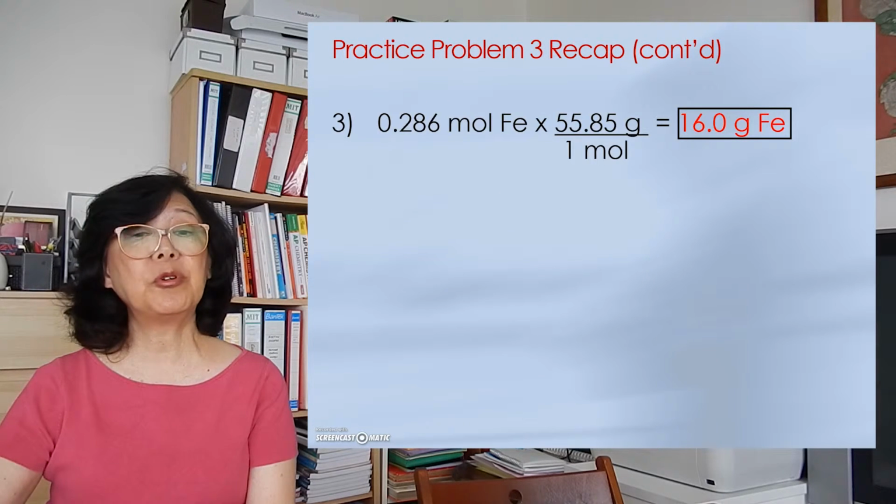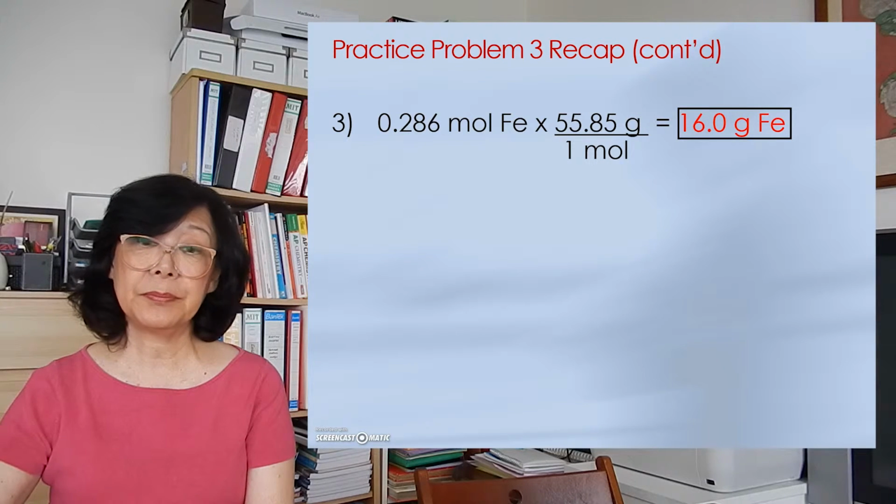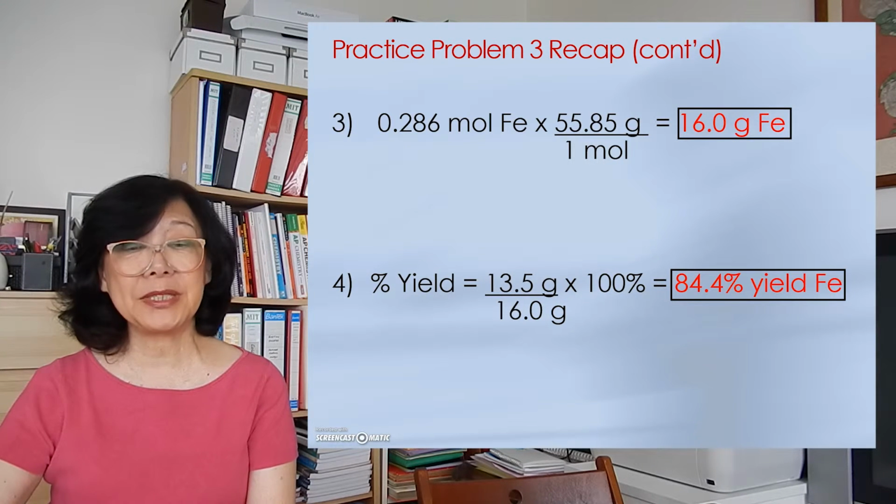And using that 0.286 moles of iron, we convert it into 16 grams of iron. And now we do a percent yield of 13.5 over 16. We get 84.4% yield.